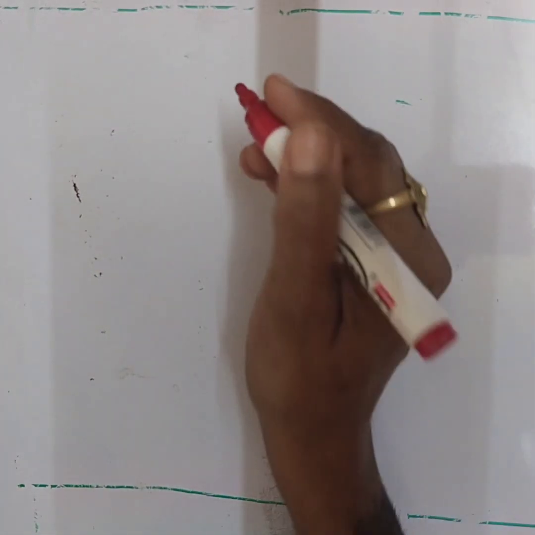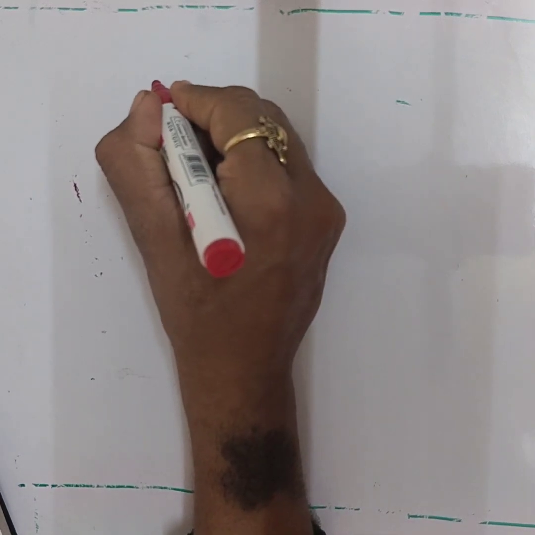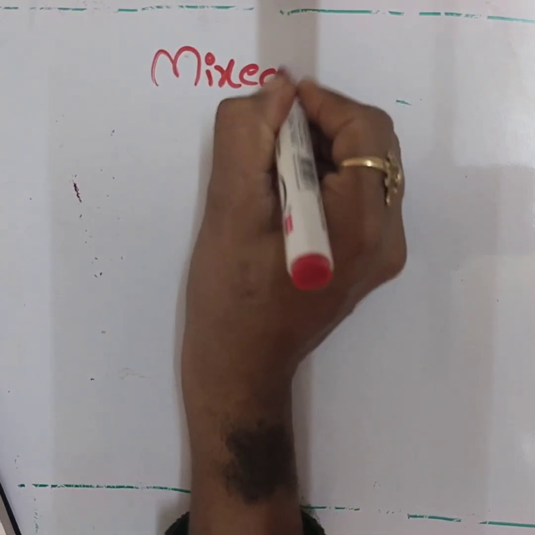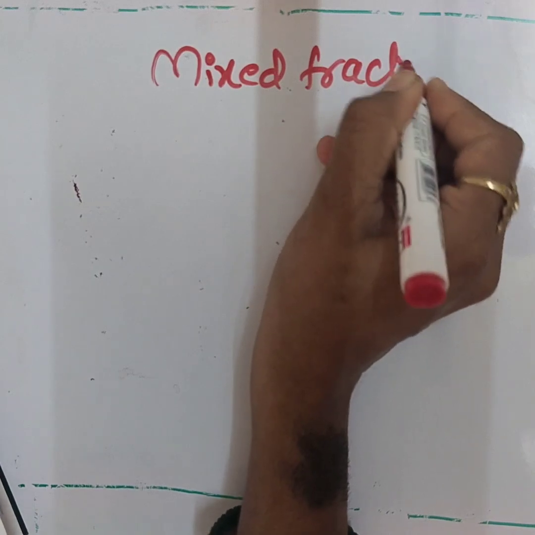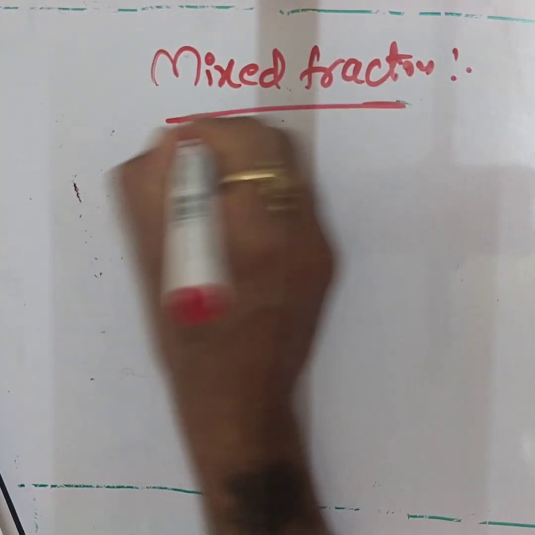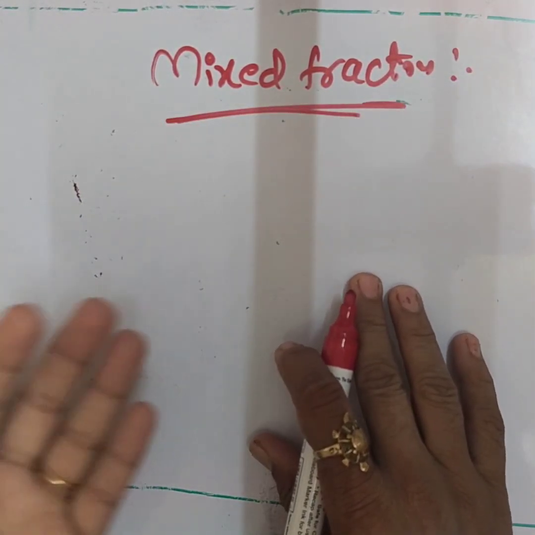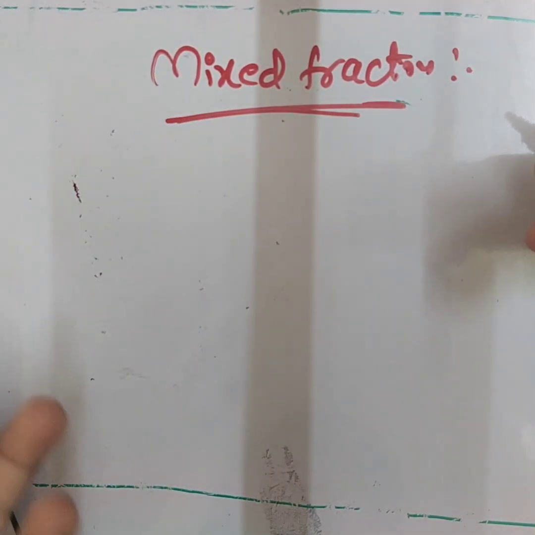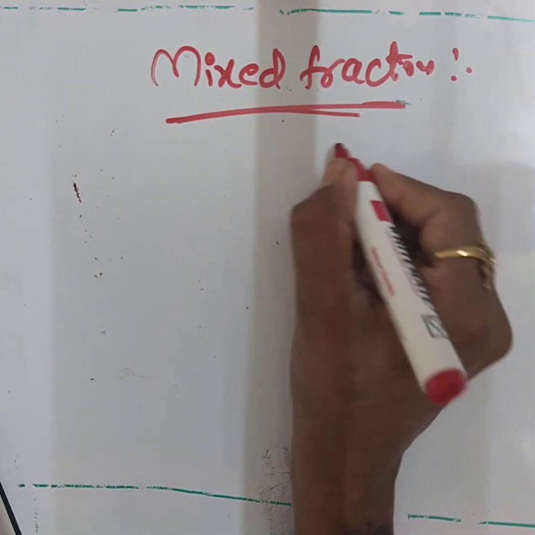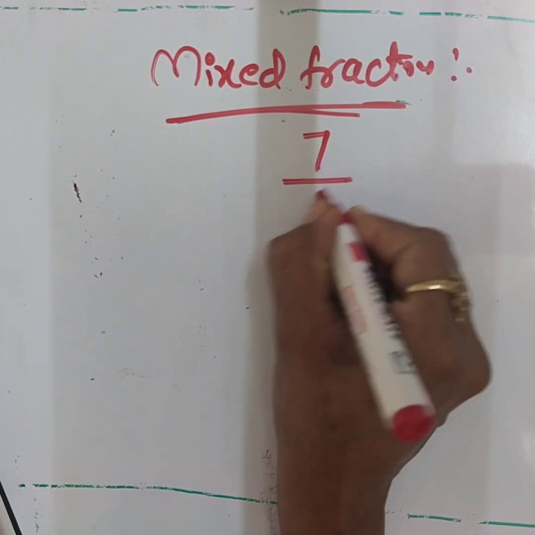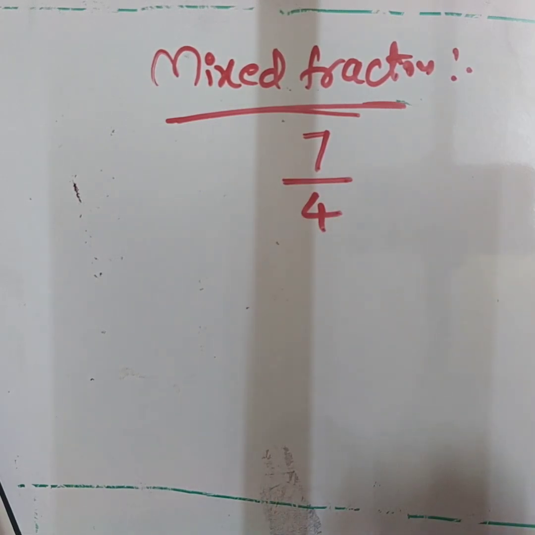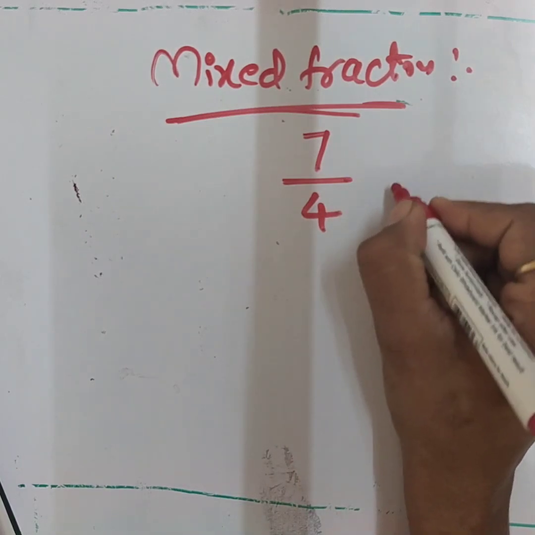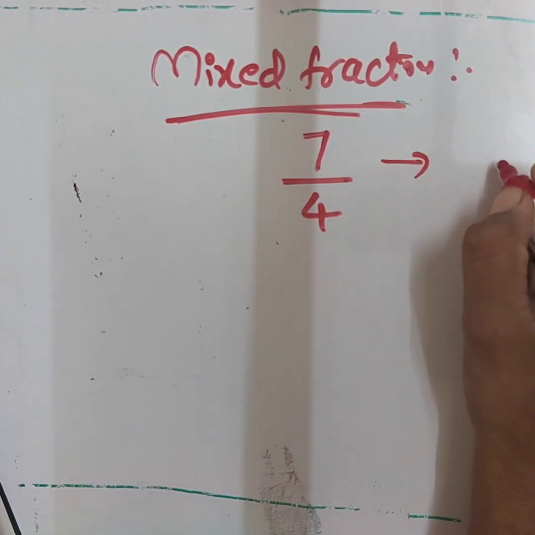Next we are going to discuss mixed fractions. We already discussed proper fractions and improper fractions. Now we are going to discuss mixed fractions. Mixed fractions are nothing but one type of improper fraction. So we are taking the improper fraction 7 by 4. 7 by 4 is an improper fraction, and we are going to convert this to a mixed fraction.